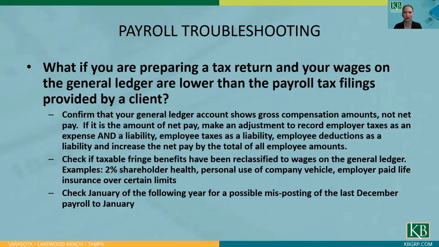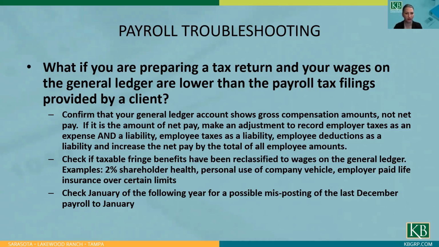That's beyond the scope of this presentation, but if you checked that your net pay has been adjusted to the gross amount, you've checked your taxable fringe benefits and you're still off, you may want to see if there's anything weird about the life insurance on your payroll reports.